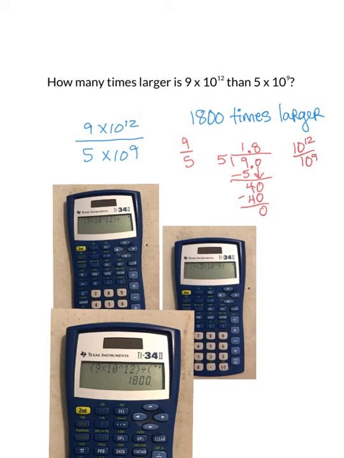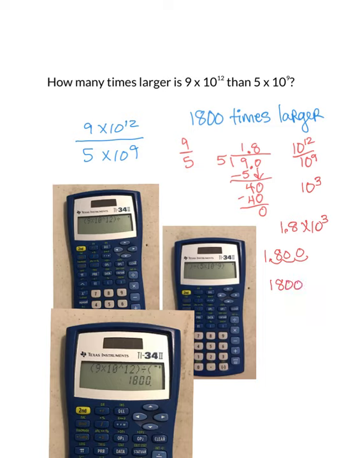Remember that we can do 12 minus 9 and get 3 as our answer, so we have 10 to the 3rd. Putting it together, we have 1.8 times 10 to the 3rd. Again, we want it in standard form, so we move the decimal over 3 places. That's where our 1,800 comes from as our answer.